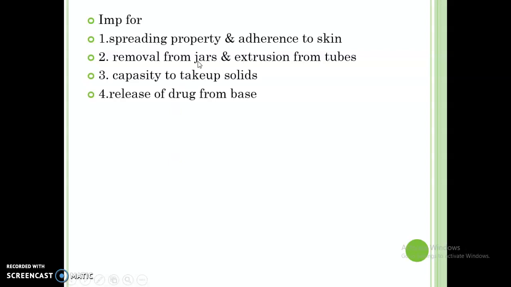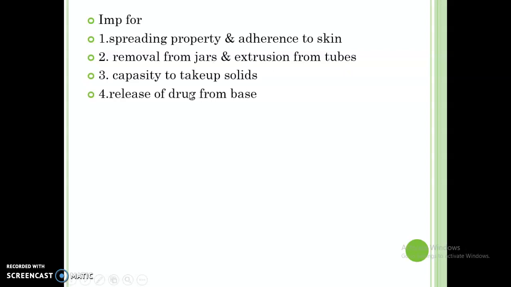How much spreading property there is, and how long it should remain adhered. It means that for the desired effect it should adhere to the skin, because there is a release of your drug from the vehicle to the skin epidermis and from the epidermis to the systemic circulation. Then rheology is also important because of the removal of the formulation from the containers or jars and extrusion from the tubes.